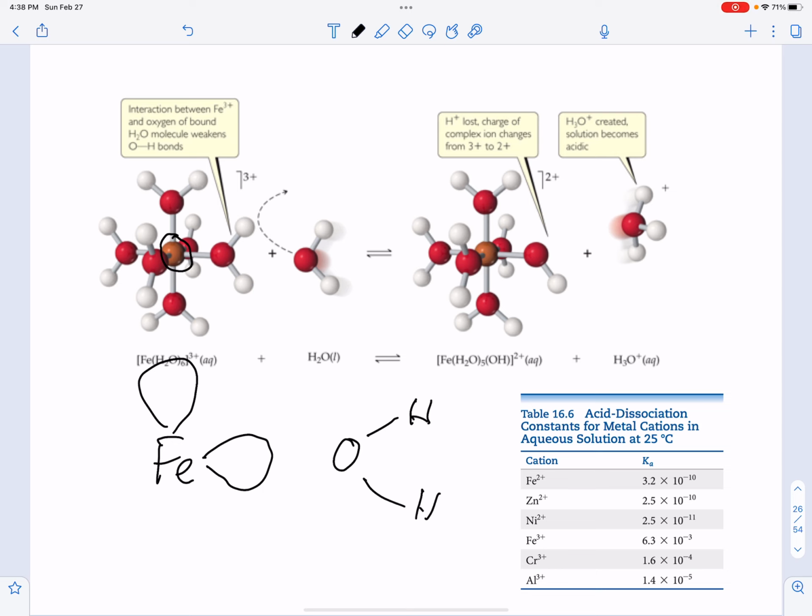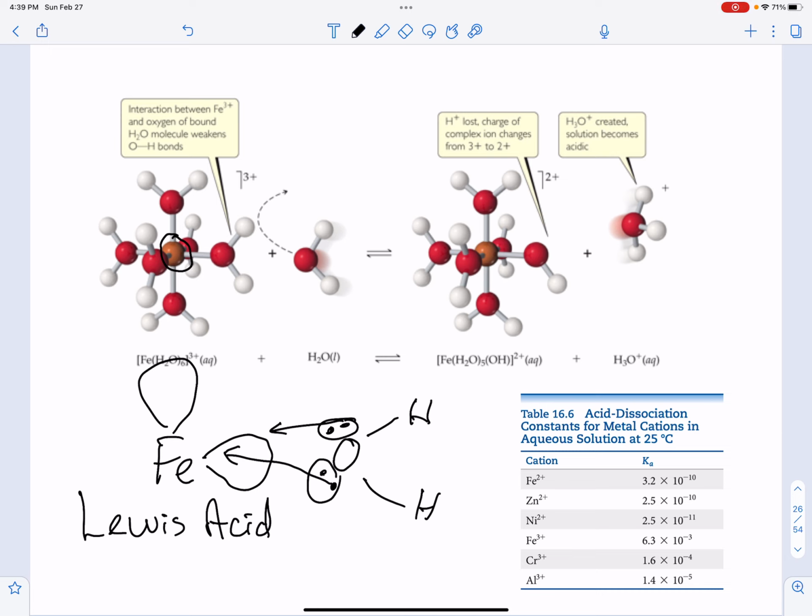And what do we know about the water? The water has two lone pairs, so you need to know your Lewis structure, right? So this is going to be donated there. This is actually what we call the iron and most of the metals, a Lewis acid. So a new definition: a Lewis acid is a substance that accepts lone pairs. So a substance that can take lone pairs is a Lewis acid.